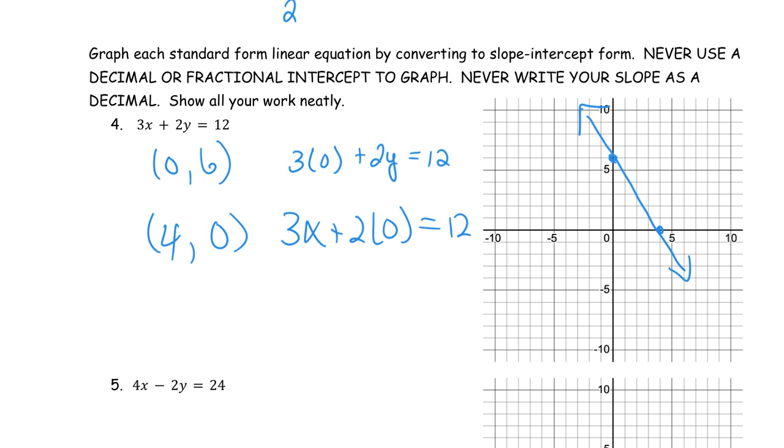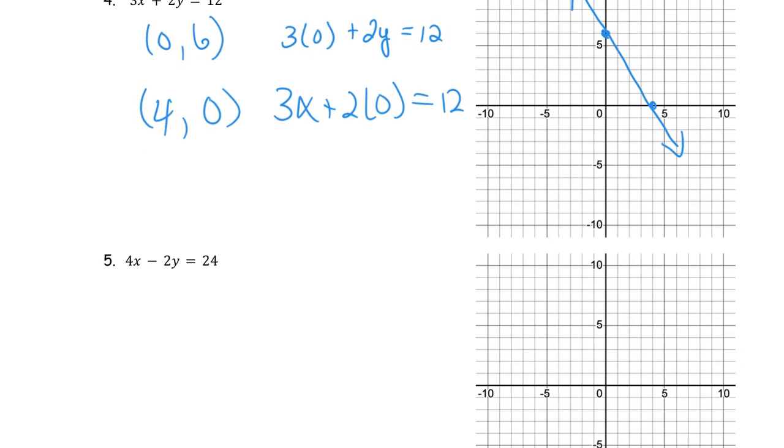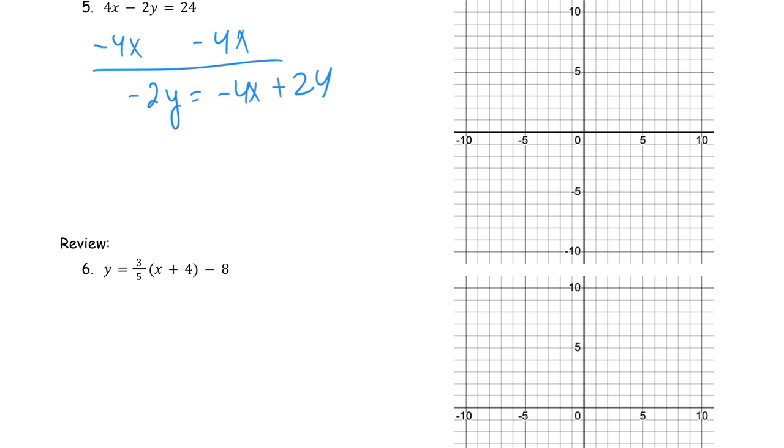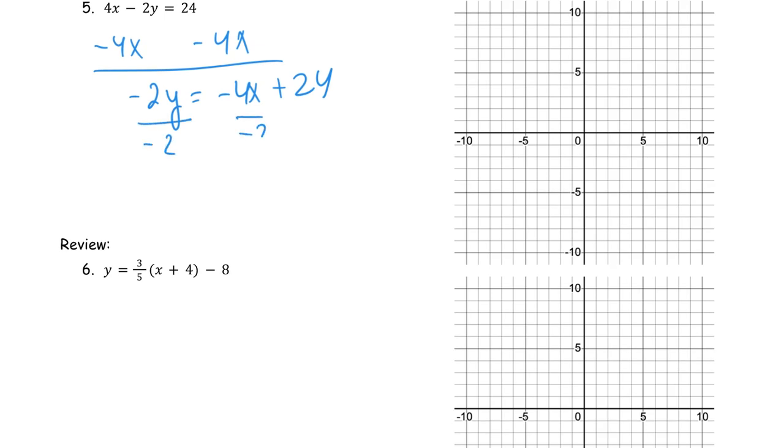The next one we are going to convert to slope-intercept form instead of just going for the intercepts. So in this case, the first thing I'm going to do is subtract 4x, leaving me with -2y equals -4x plus 24. Be very careful that negative stays in front of the 2. Now we want to divide everything by -2. Leaving me with y equals 2x minus 12.